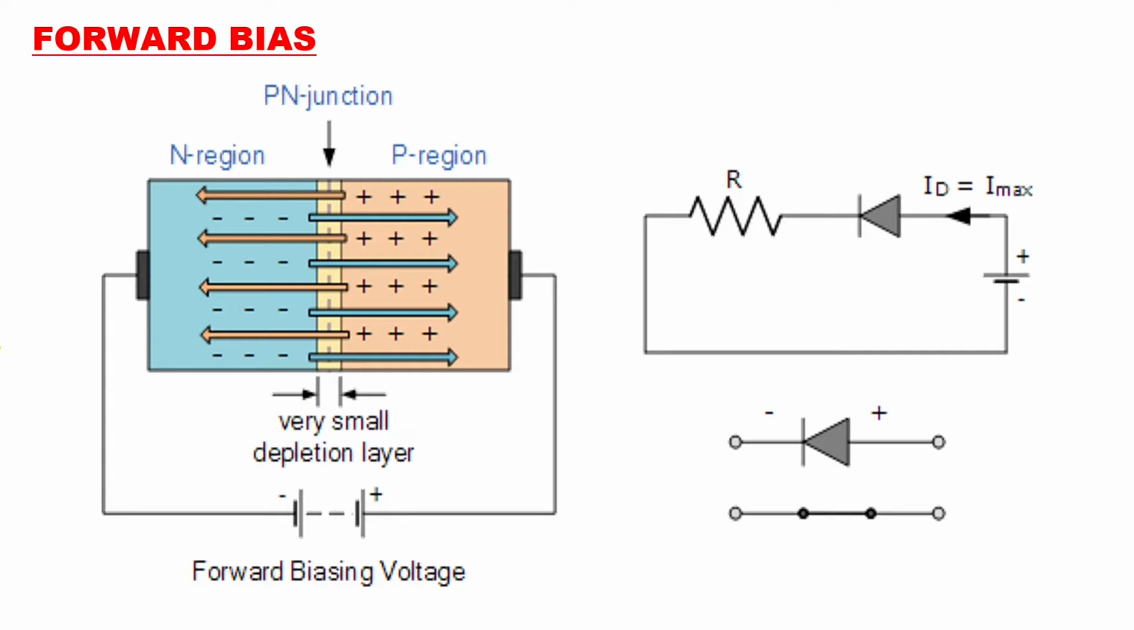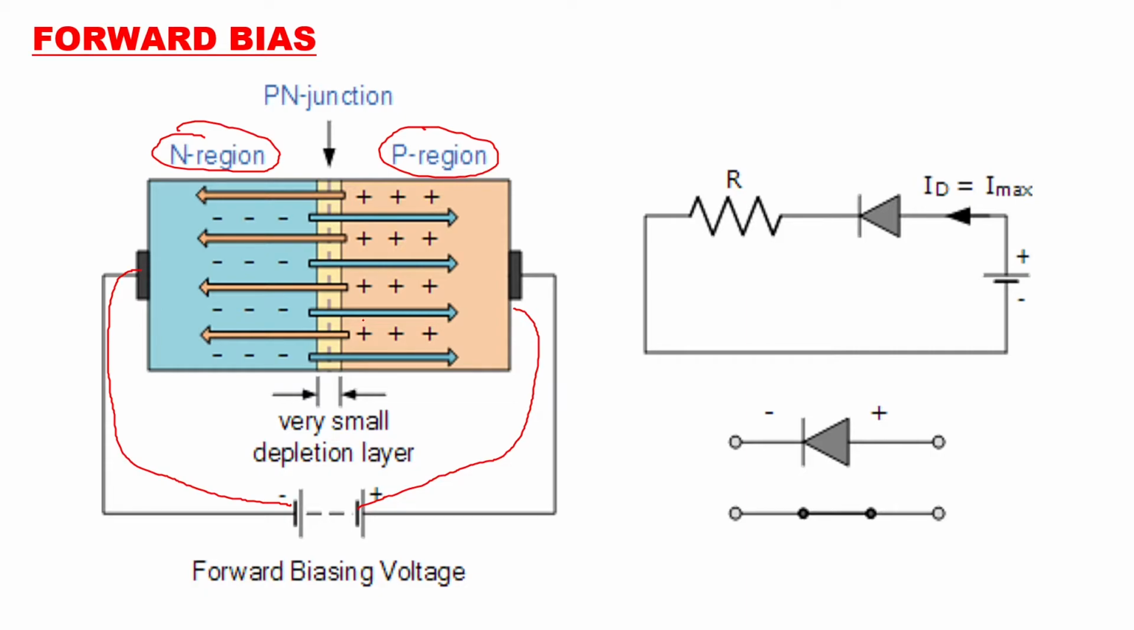Here you can see the N-type region and P-type region shown. This is the N region and this is the P region. Now the N region is connected to the negative terminal of the battery here, and the P region is connected to the positive terminal of the battery here. Now because of this, what will happen?